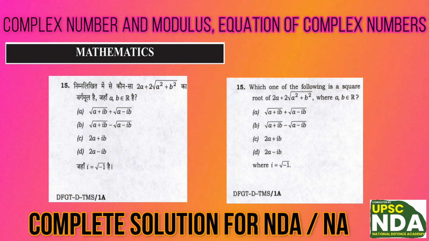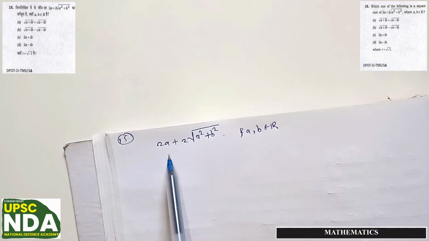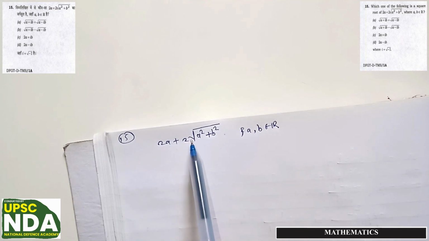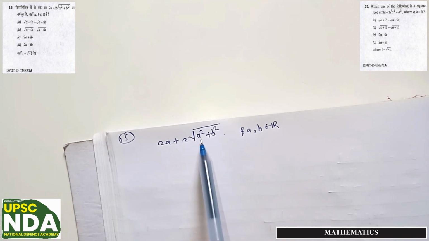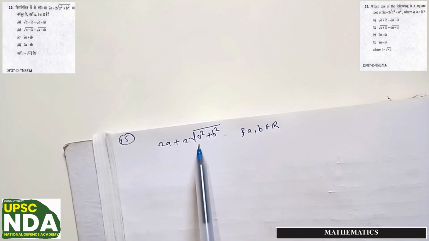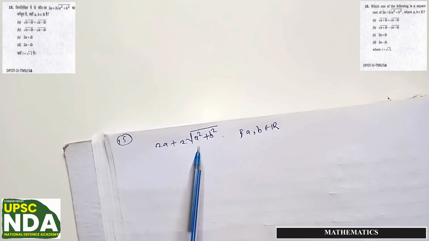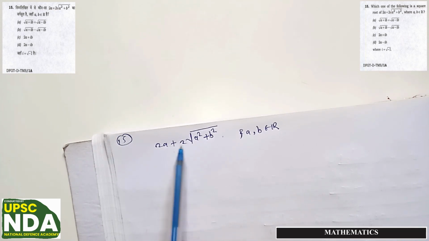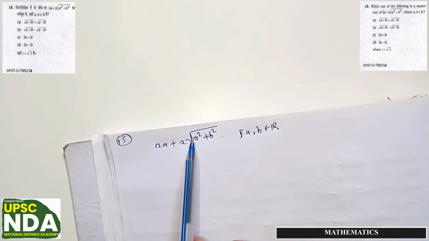Now let's find the square root of 2a plus 2 times the square root of a square plus b square. To find the square root, we have to simplify this term. Now let's start the solution. We are given 2a plus 2 times the square root of a square plus b square. In short, we have to simplify this term in the form of a and b, and whatever simplified form comes is the square root of our term.